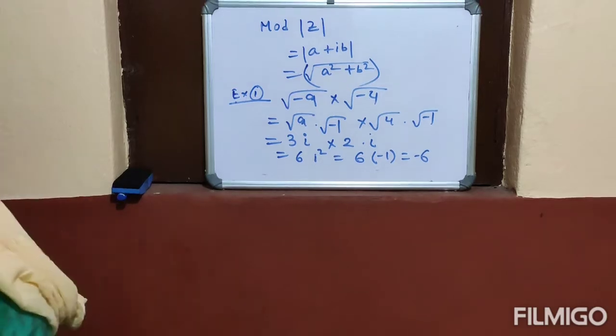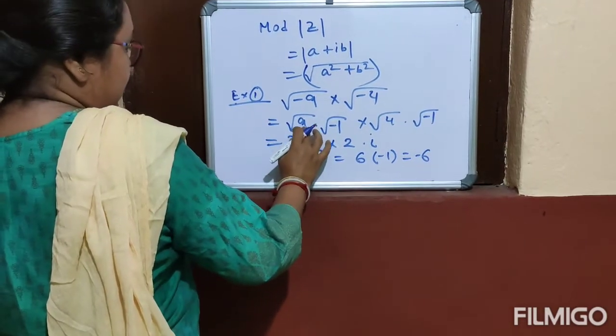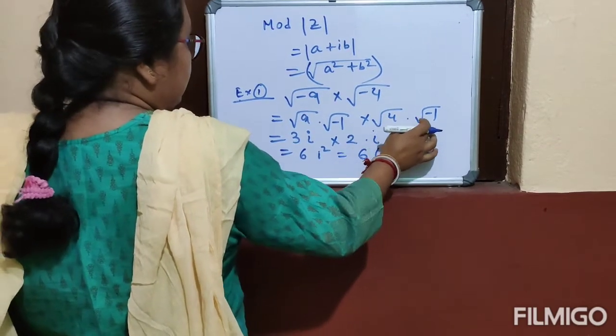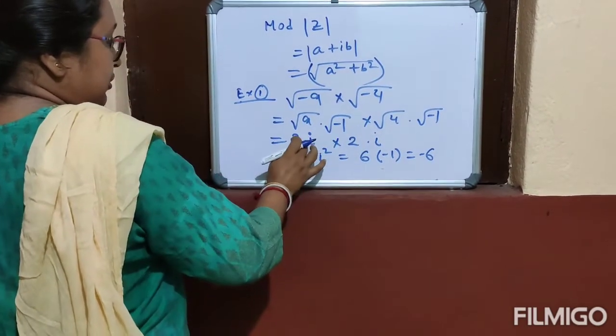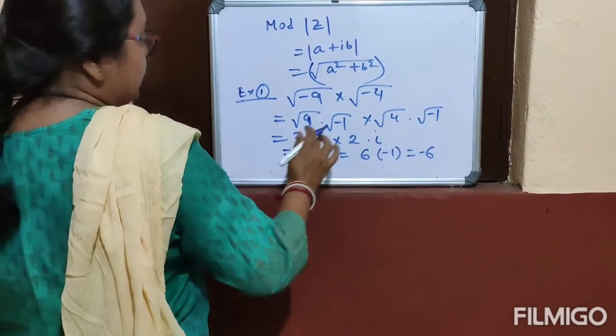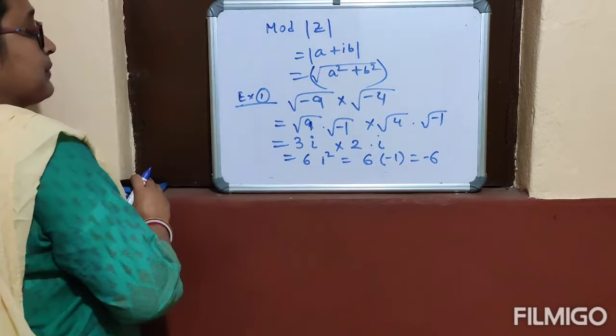This is example 1. Root over of minus 9 is equal to root of 9 into root of minus 1, and here root of 4 into root of minus 1. Put the value of i, and root of 9 is equal to 3 and root of 4 equal to 2. So 3 twos are 6, and i square value is minus 1, so the answer is minus 6.